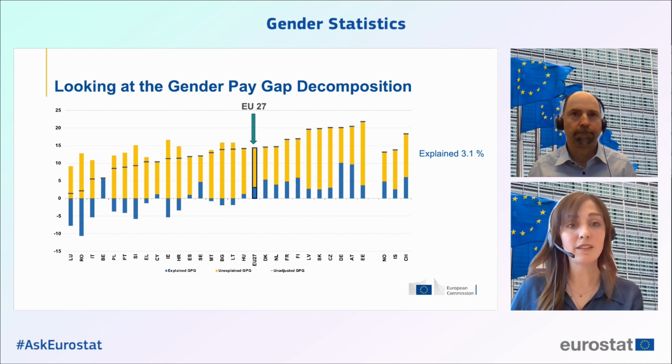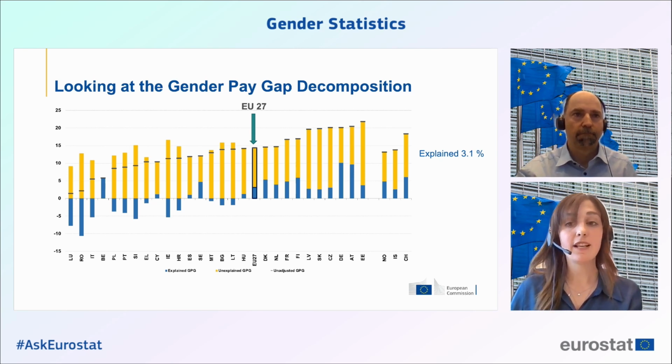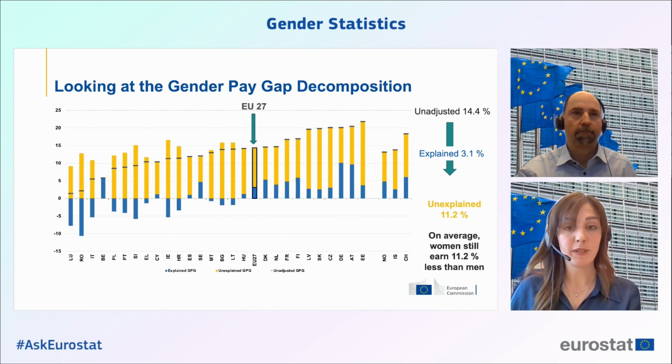This means that women are expected to earn 3.1% less than men according to their average characteristics on the labor market, which are less remunerative than those of males. As a result, against the 14.4% of the unadjusted gender pay gap, we moved to an 11.2% of unexplained gender pay gap. That means that on average, after correcting for the different characteristics, women still earn 11.2% less than men.